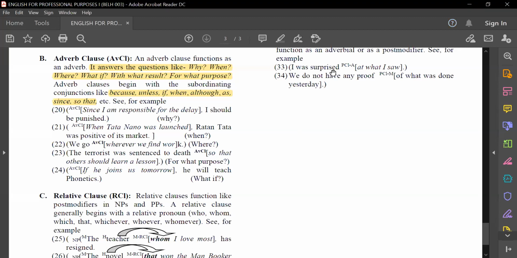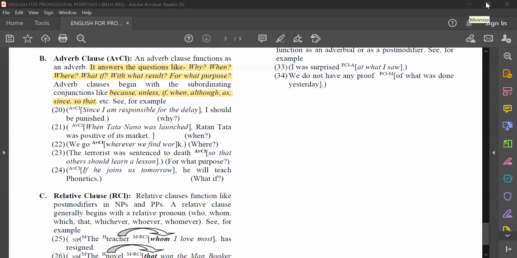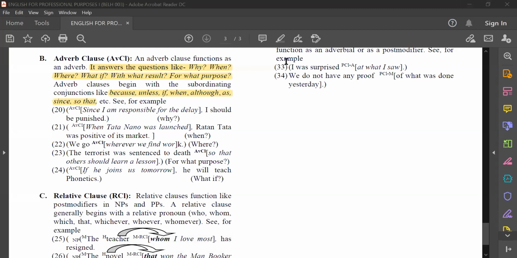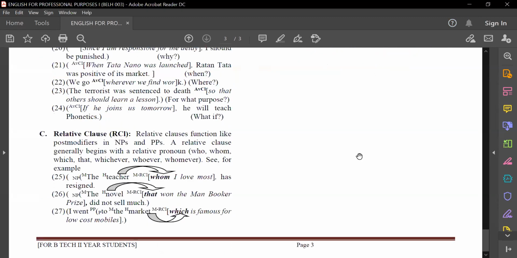Okay, so if we have understood the adverbial clauses and how they function, we'll move on to the relative clause. So yeah, it's clear to Deepak as well. So what is a relative clause? As the name suggests, a relative clause is basically establishing relativity with something, right?